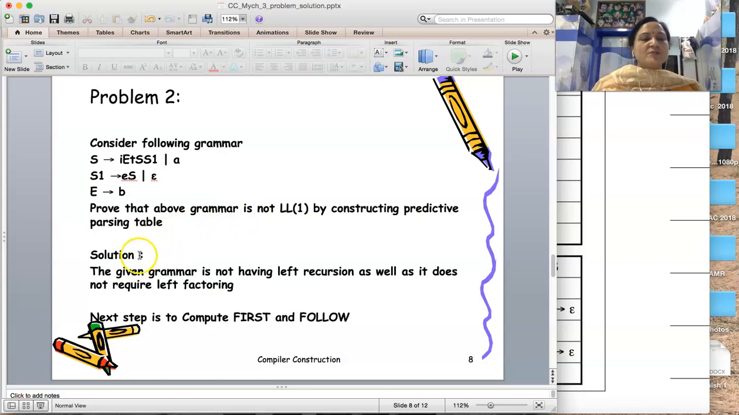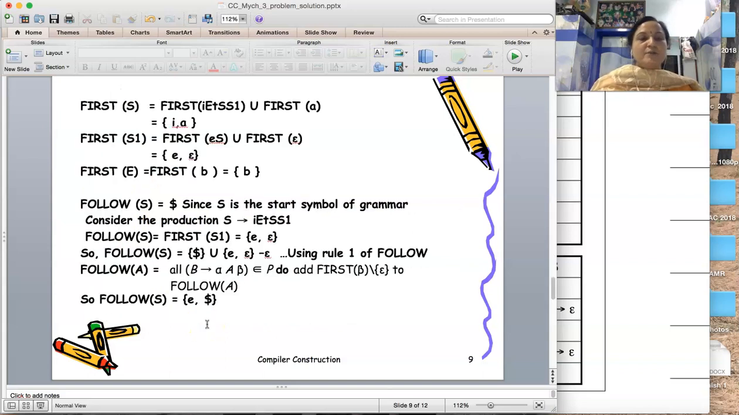Now the solution of this problem is, first we have to check whether the given grammar is having left recursion. So there is no left recursive production in the given grammar. Then you have to see whether left factoring is required. No, there is no left factoring required in this grammar. Now the next step is to compute first and follow.